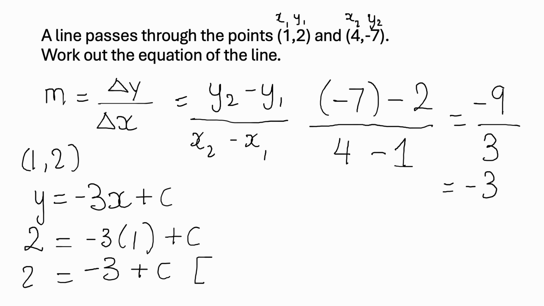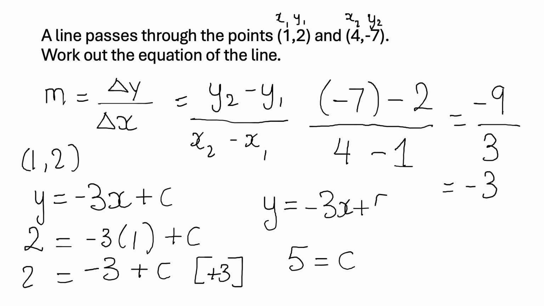If we want to make c the subject, we need to add 3 on both sides to eliminate that negative 3. So essentially we get 5 is equal to c. Therefore, our equation of the line is going to be y is equal to minus 3x plus 5. And that is it.